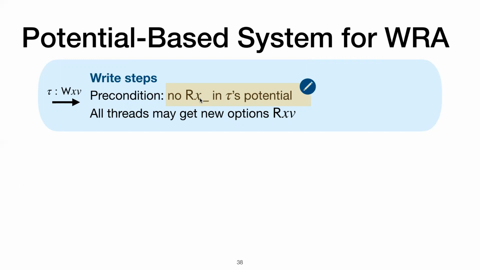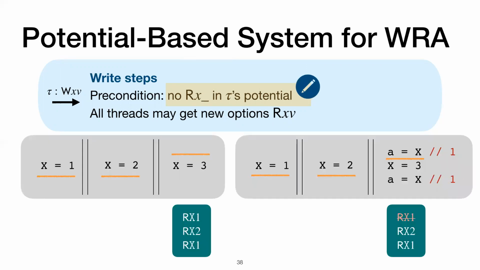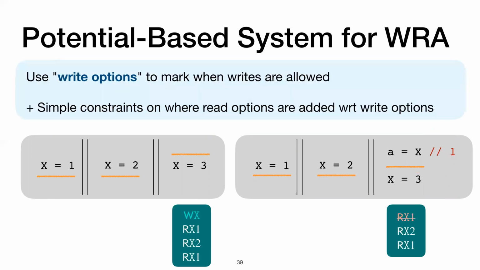And the way we handle this, I think I'll skip the examples again in the interest of time, is that we include in our potentials not just read options, but also write options. So this write X means that the thread is allowed to write to X at this point. And we have some conditions on when we can put the new read options with respect to existing write options in order to satisfy the constraints of causal consistency.